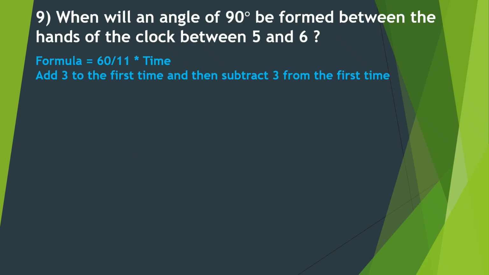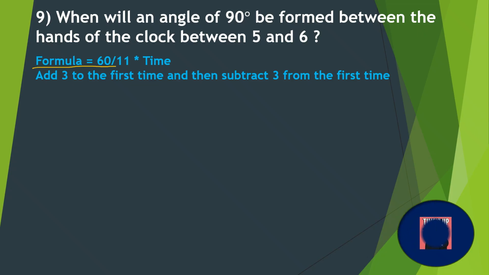Question on your screen and your time starts now. When will an angle of 90 degrees be formed between the hands of the clock between 5 and 6? Here, how to solve this? Here, see, the formula is the same, 60 divided by 11 into time. So, what time you need to take? The first time, obviously.